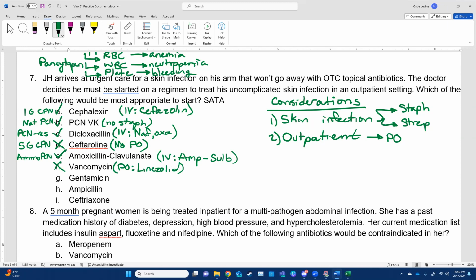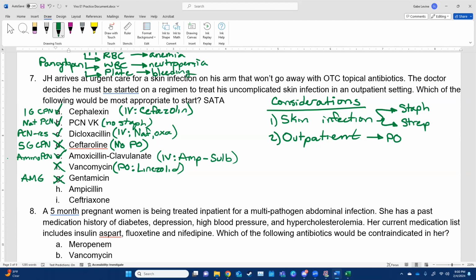What about gentamicin? Nope. Gentamicin, IV only. Do we have any oral aminoglycosides? Nope, none at all. The reason is because they are very finicky dosing, right? So we have to monitor very, very closely. What about regular ampicillin?